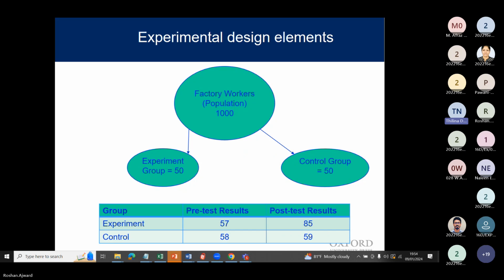So sir, in a post-test result, that means the feedback from the employees, right? Post-test results means? No. You are giving a test.